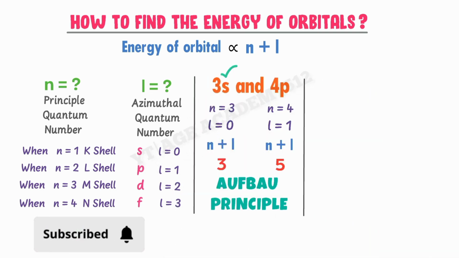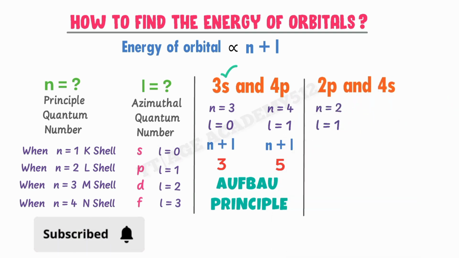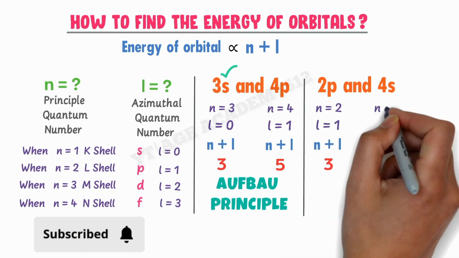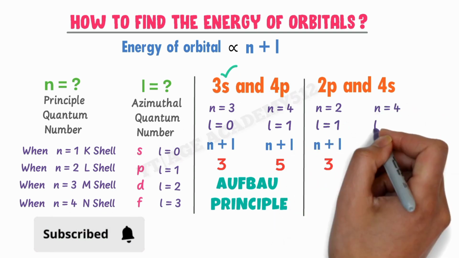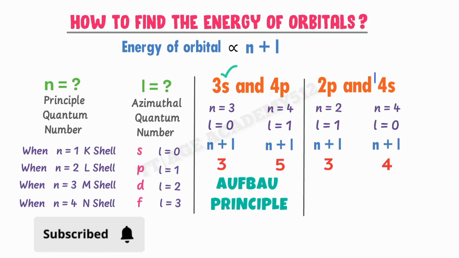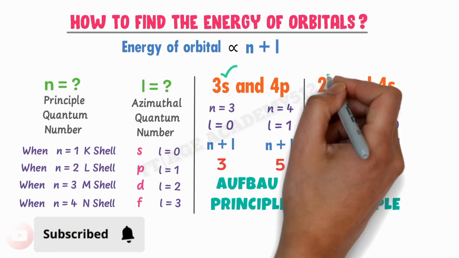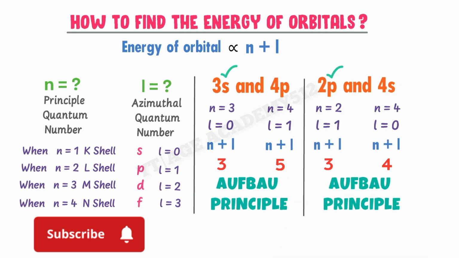The second example is 2p and 4s. In case of 2p, n is equal to 2. For p, L is equal to 1. So n plus L is equal to 3. In case of 4s, n is equal to 4. For s, L is equal to 0. So n plus L is equal to 4. Thus 4s has more energy than 2p. Therefore, according to AUFBAU principle, firstly, electrons will fill 2p orbital and then 4s orbital.